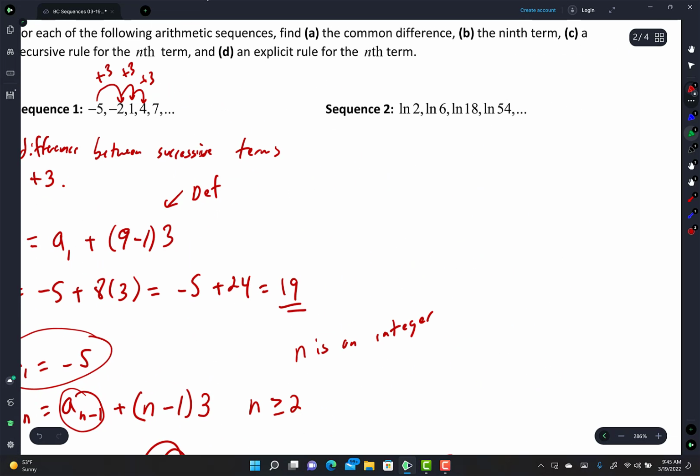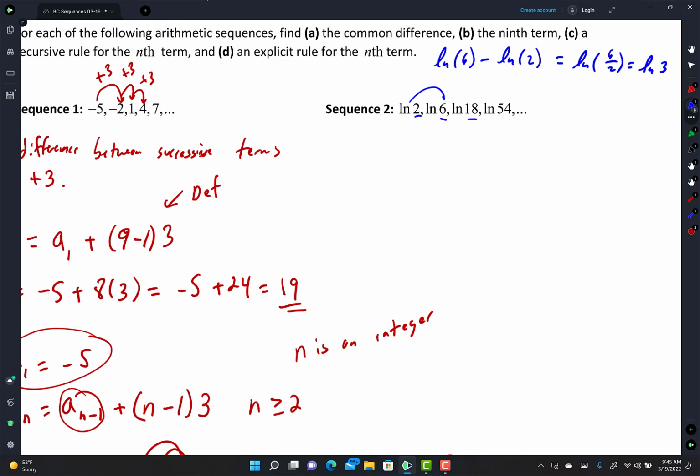But relax. I say harder, but it's only because it's ln. And for whatever reason, kids are scared of ln's. All right. They already told you it's recursive. How do you know it's recursive? I don't see that. 2, 6, 18. Well, remember, this is summing. So let's find the difference between these two. Ln of 6 minus ln of 2. That's the same thing as ln of 6 over 2. So that's ln of 3. So they're adding ln of 3. Do you guys see that?